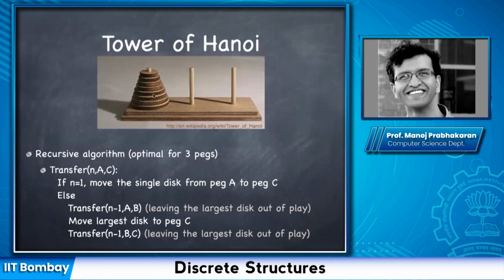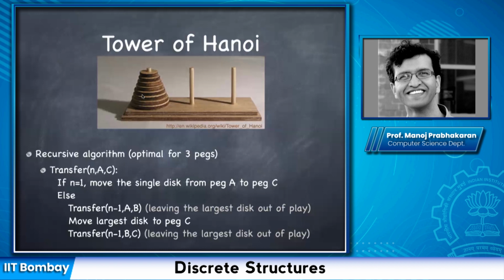And then you have a disk here, just move that disk onto peg C, and then move the n minus 1 disks from peg B to peg C, recursively using peg A as an intermediate disk. Okay, that you can use.